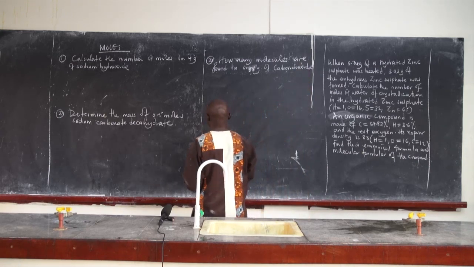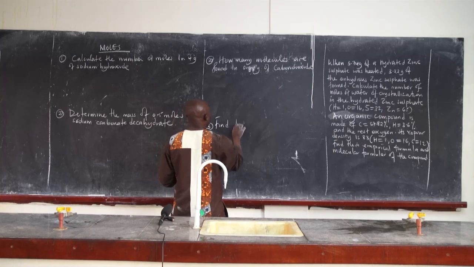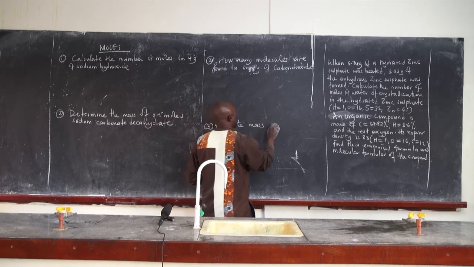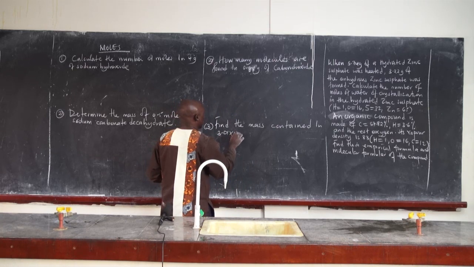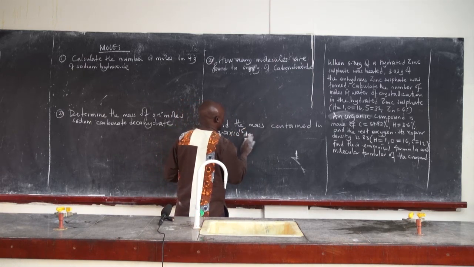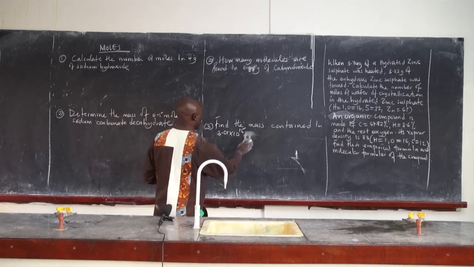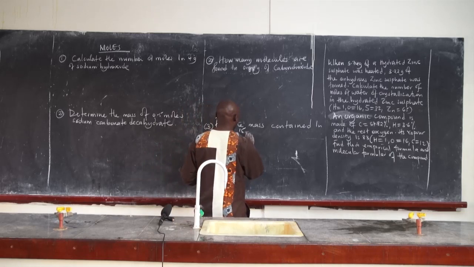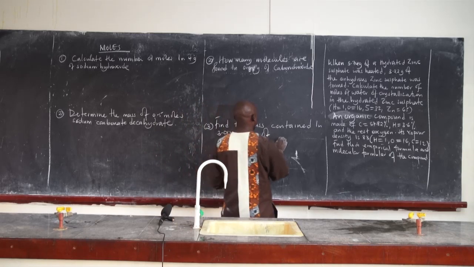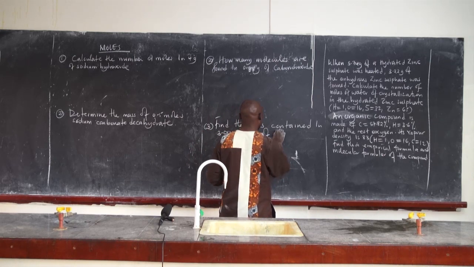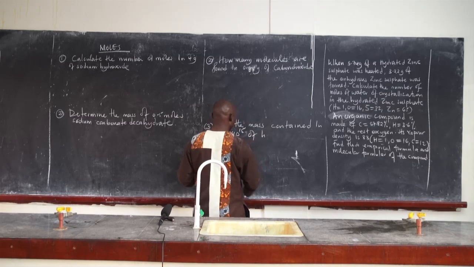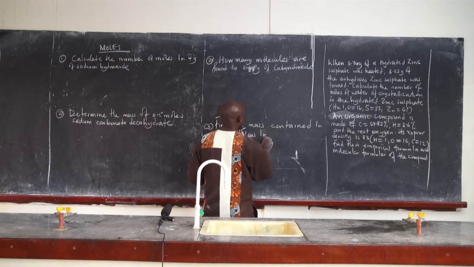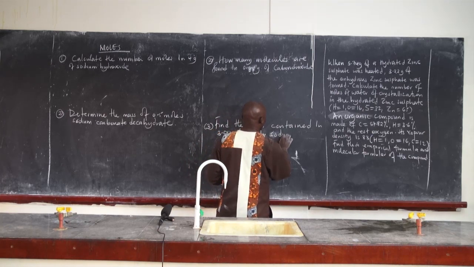Then the last question would be: find the mass contained in 3.01 times 10 power 15 hydroxide ions in sodium hydroxide.